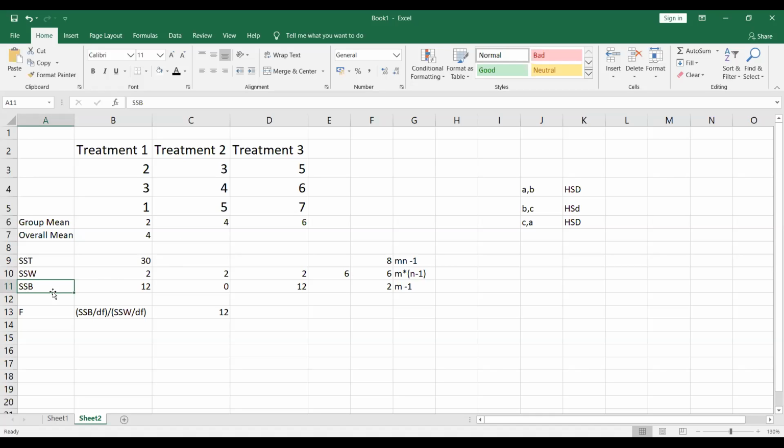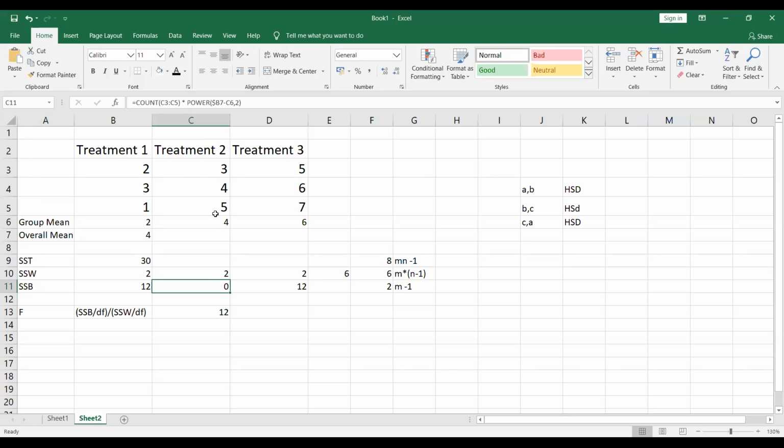When we are doing this SSB, or sum of squares between, we are going to look at how individual group means are different from the overall mean. So for this group, I am going to do 4 minus 2 square. 4 minus 2 square is 2 square, which is 4, and I will multiply by the number of observations in that group. That way I get 12.